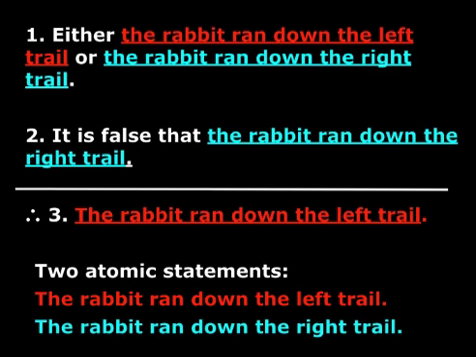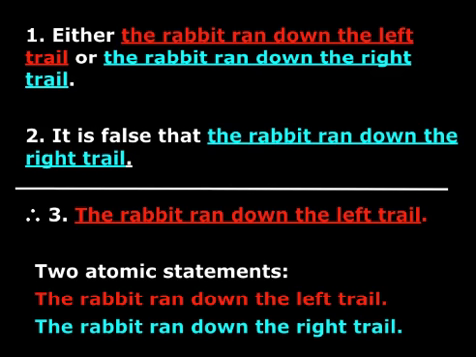Now notice that this entire argument uses only two atomic statements: the rabbit ran down the left trail, the rabbit ran down the right trail. Premise one puts those two together into a compound statement in a certain way using either-or. Premise two takes one of those statements but makes a compound statement with this "it is false that" language here. And then the conclusion just takes one of the atomic statements by itself, the same one that was up here. But the whole argument just uses those two statements.